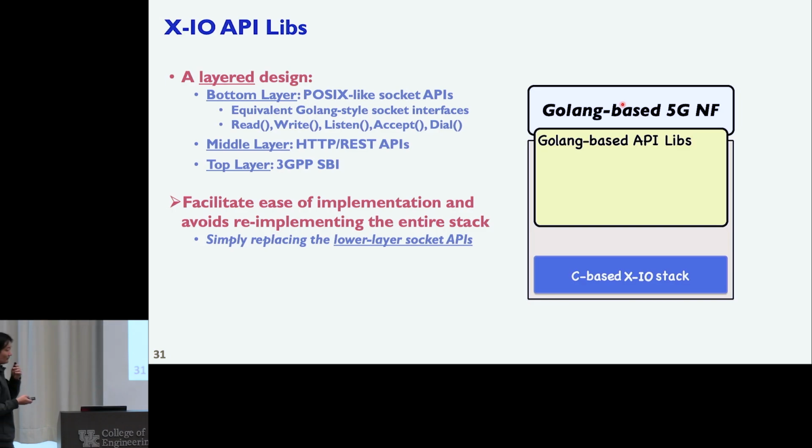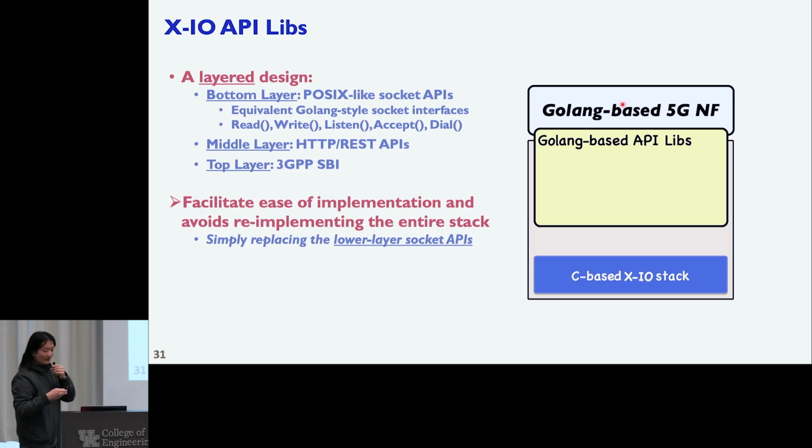And to resolve the conflicts between the upper layer Golang-based 5G NFs and the underlay C-based XIO stack, and for the mismatch between the asynchronous I/O and the synchronous I/O, we introduce API libs called XIO API lib. The XIO API libs take a typical layer design, as you can see.